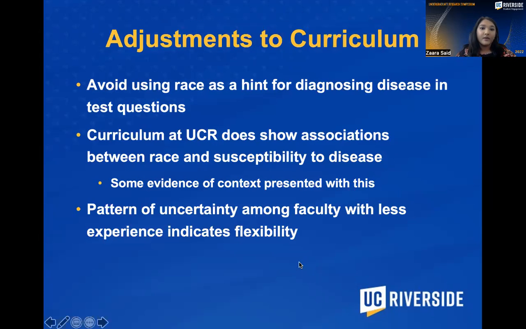So, some adjustments to the curriculum: you could avoid using race as a hint for diagnostic disease test questions. Curriculum at UCR does show associations between race and susceptibility, but there is some evidence that proper context is presented with this, which can avoid some of the cliches and stereotypes associated with conflating race and susceptibility to disease.